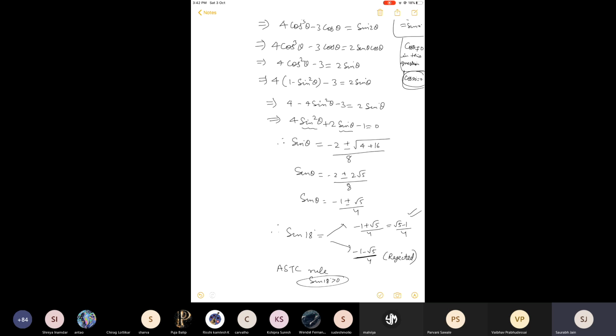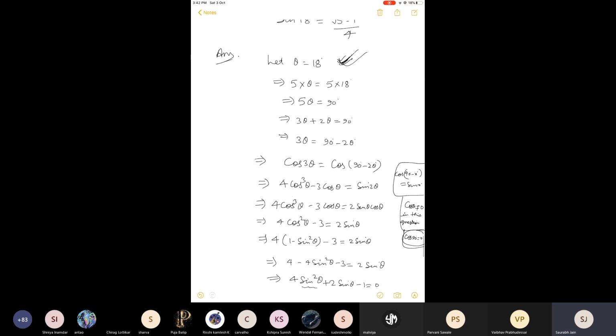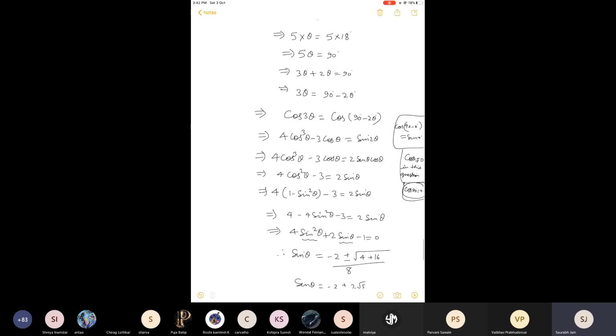Sine 15 degrees was very easy, 45 minus 30. 10 and 22 and a half, that also we solved. Other angles we are calculating: 120 degrees, reduction formula, 135. This is totally different, 18 and 36. Their working is something like this.